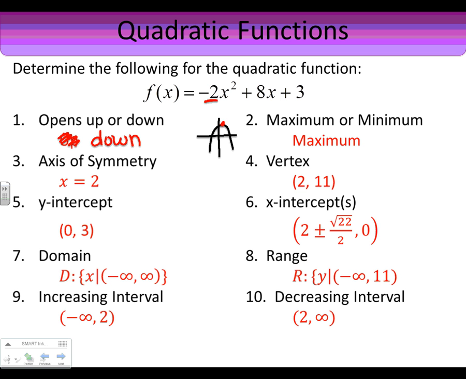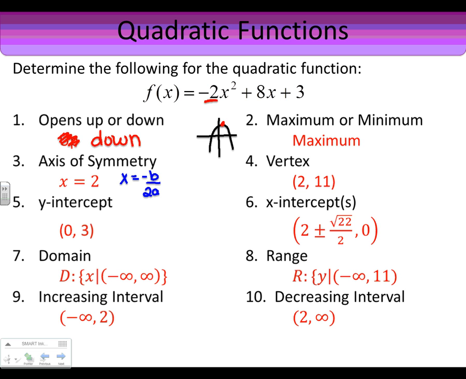So you should have found that by doing x equals negative b over 2a. So negative 8 over 2 times negative 2 was going to be 2. For the vertex, plug that 2 back into our function, and you got a vertex of 2, 11. The y-intercept, again, when you plug in 0 for x, you get 3. So it's always that c value in our standard form function.